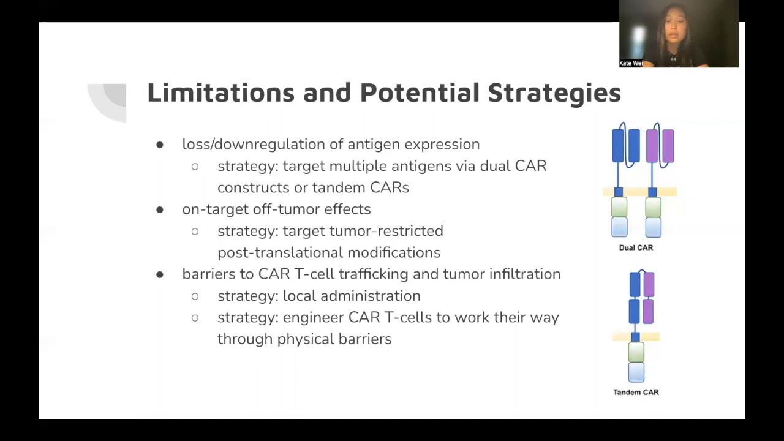Another potential strategy is to engineer CAR T-cells to work their way through physical barriers such as the tumor stroma to access the tumor itself. For example, a major component of the stroma is heparan sulfate proteoglycan, or HSPG. So researchers have designed CAR T-cells that can express heparinase, which is an enzyme that degrades HSPG.